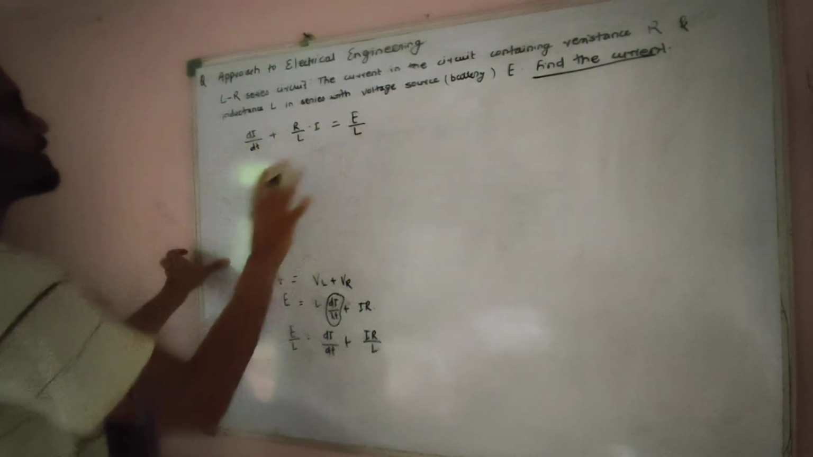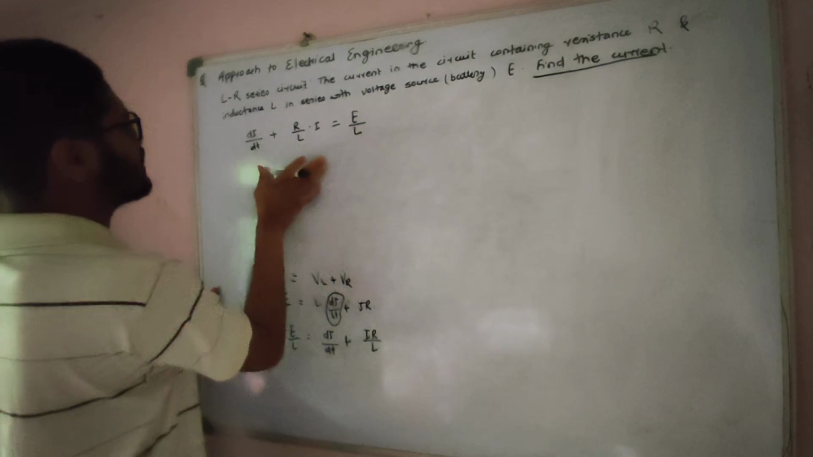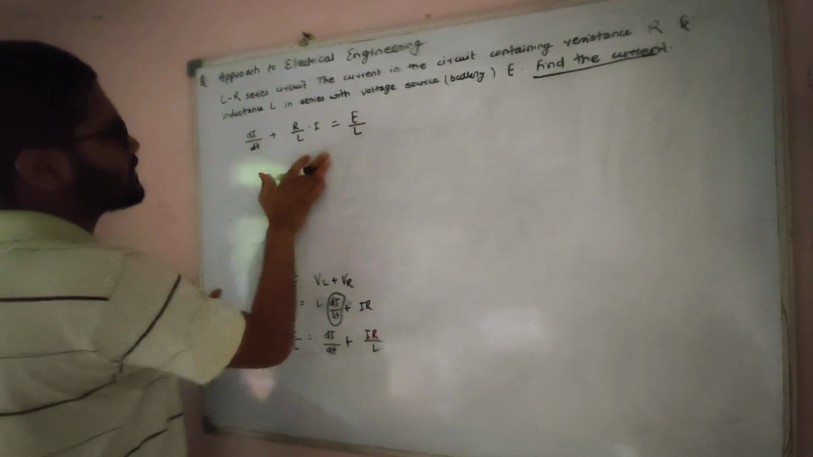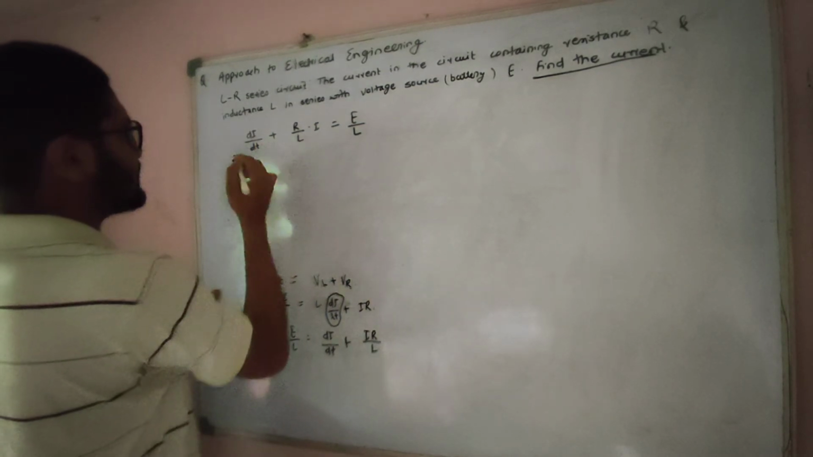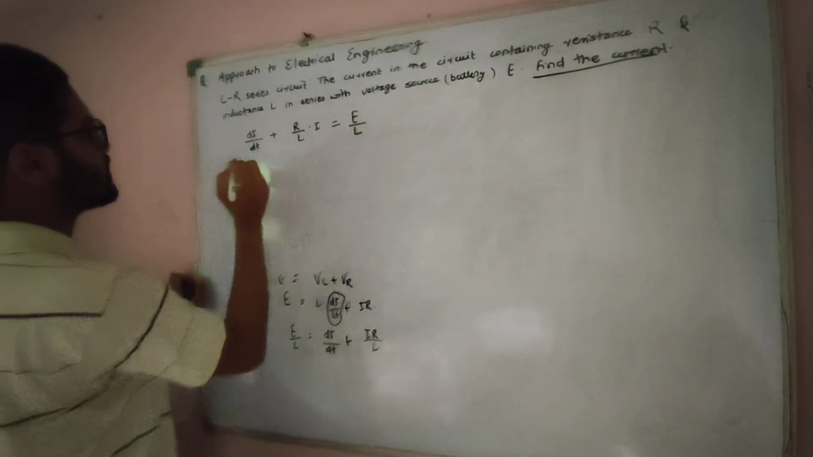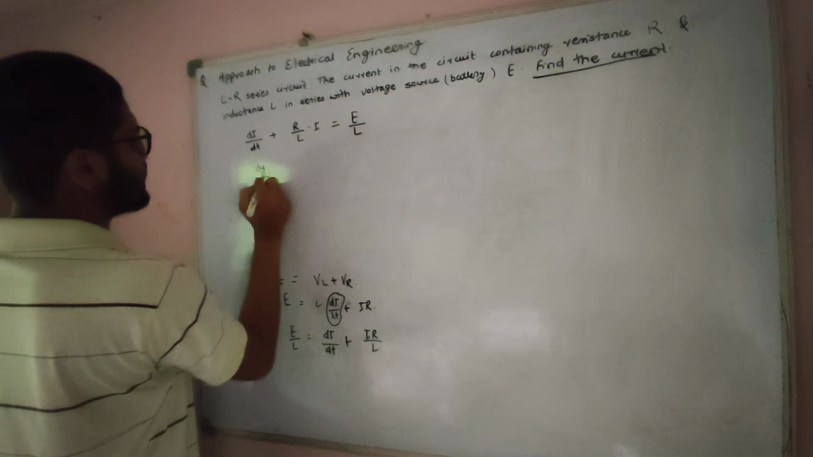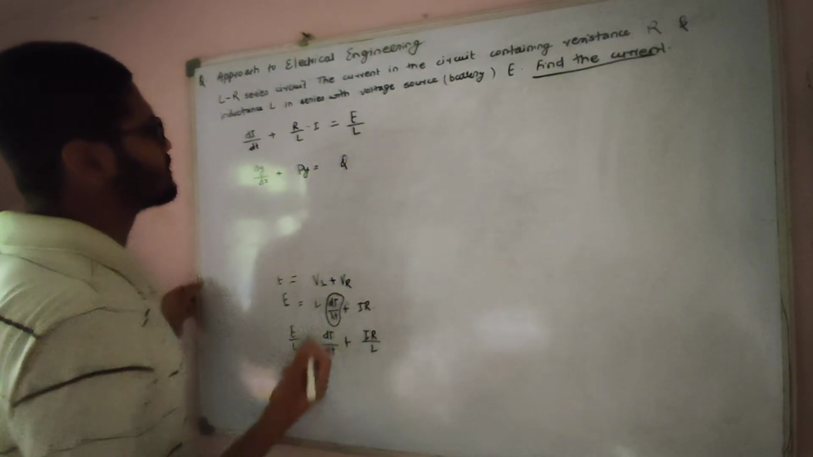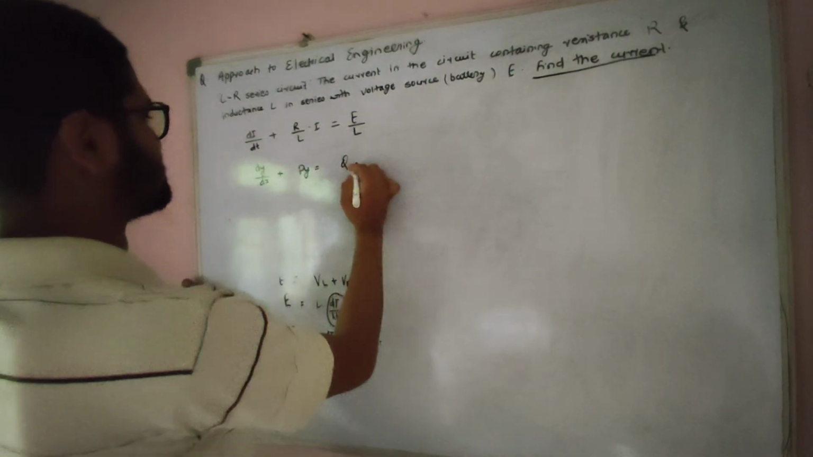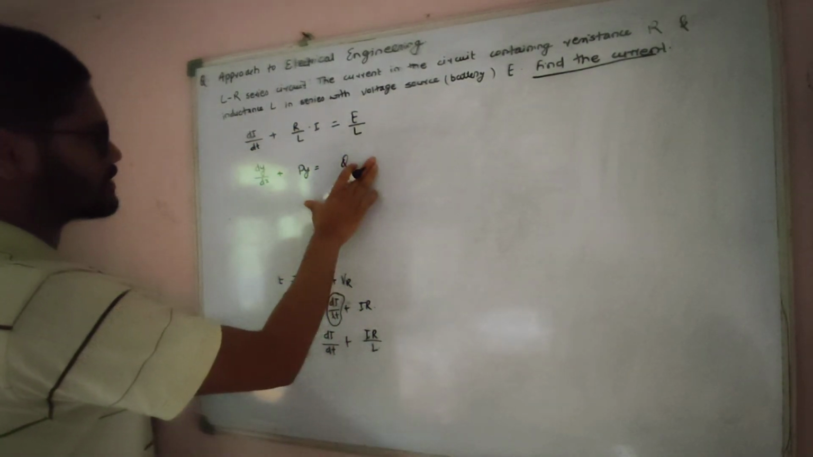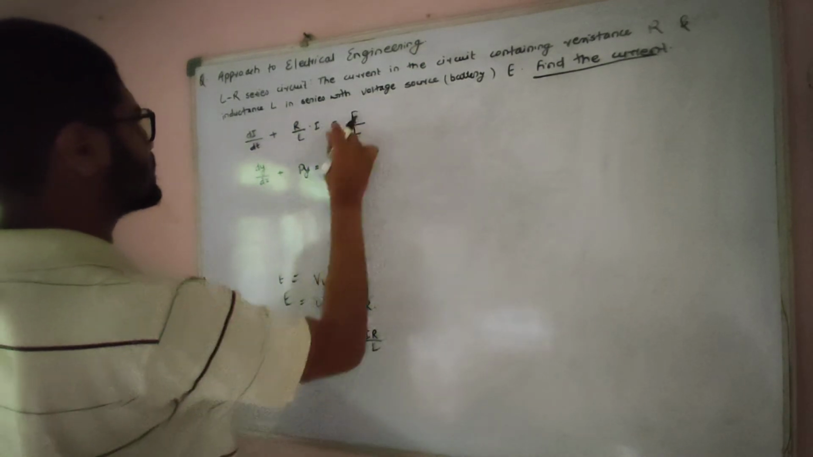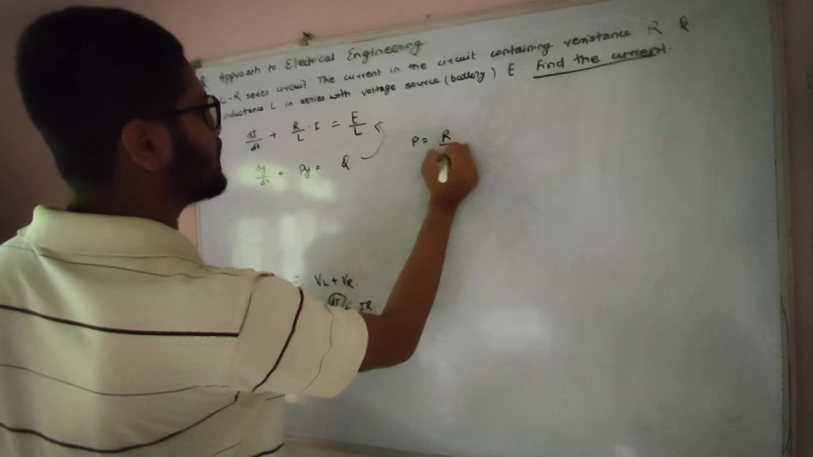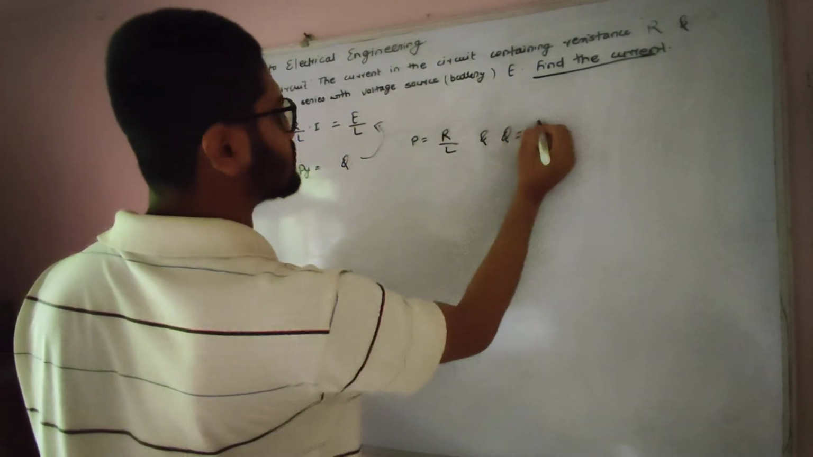So I have rearranged the equation, and if we look at it clearly, we will find that this is a first order differential equation, which we have already learned previously. It is in the form dy by dx plus Py is equal to Q. This is the standard first order differential equation, and if we compare, we get P is equal to R by L and Q is equal to E by L.